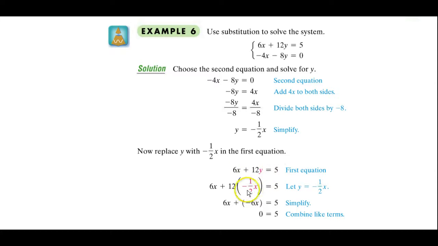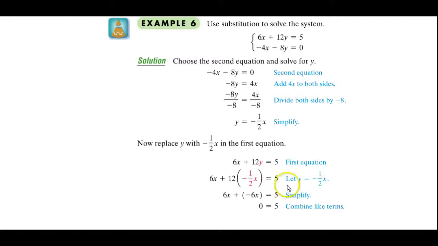This is our first equation. We're replacing the y with what we solved in terms of x. Here it cancels out and we end up with 6x minus 6x equals 5. 0 equals 5. Is this a true statement? And the answer is no, this is false.